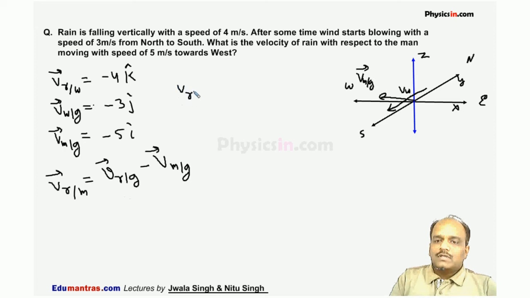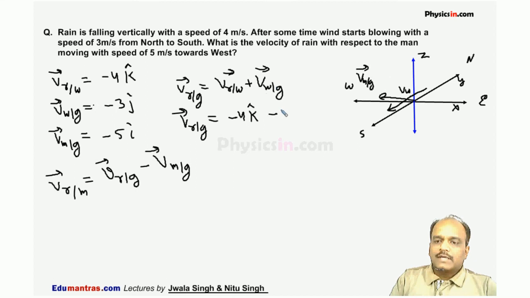So I will write velocity of rain with respect to ground is also equal to velocity of rain with respect to wind plus velocity of wind with respect to ground. So velocity of rain with respect to ground is equal to velocity of rain with respect to wind, which is minus 4 k cap, and velocity of wind with respect to ground is minus 3 j cap. And velocity of man with respect to ground is 5 i cap. So I will substitute this value.